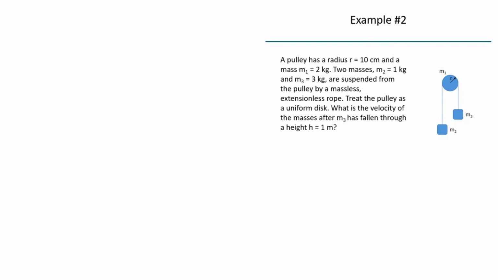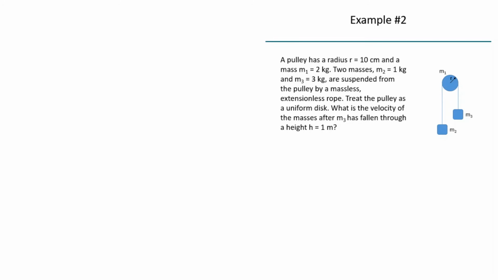Let's do an example of how we can use conservation of energy with our new formula for the kinetic energy of a rotating rigid body to solve problems that we couldn't have otherwise solved. So in this problem, a pulley has a radius r equals 10 centimeters and a mass m1 equals 2 kilograms. Two masses, m2 equals 1 kilogram and m3 equals 3 kilograms, are suspended from the pulley by a massless, extensionless rope. Treat the pulley as a uniform disk. What is the velocity of the masses after m3 has fallen through a height h equals 1 meter?